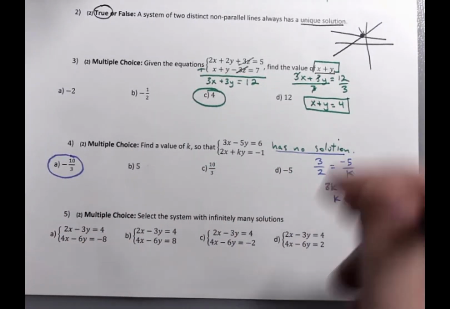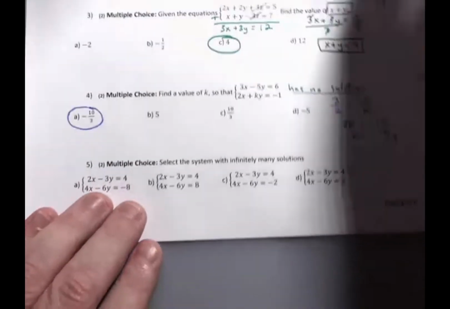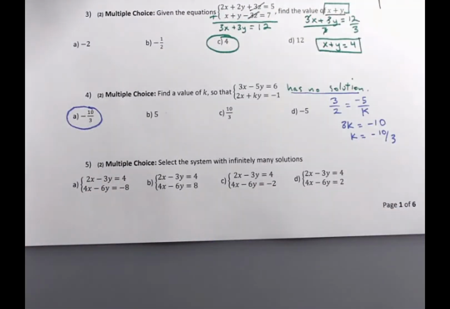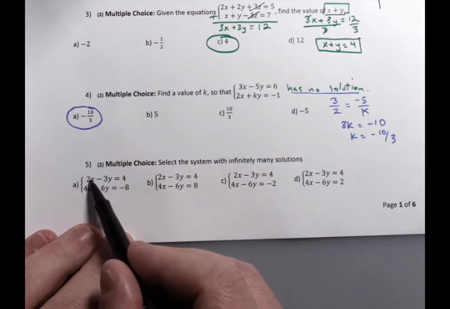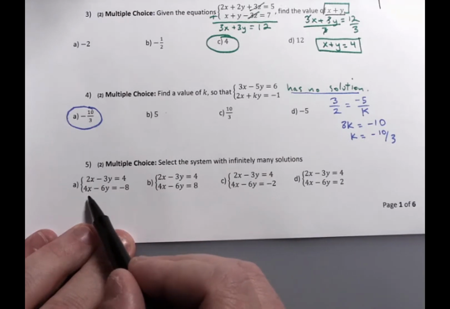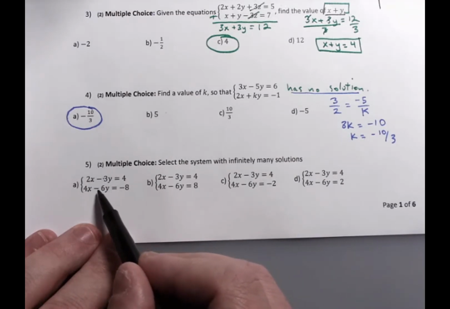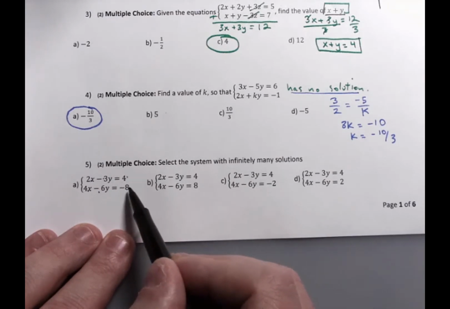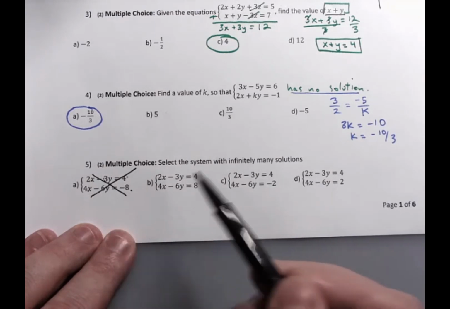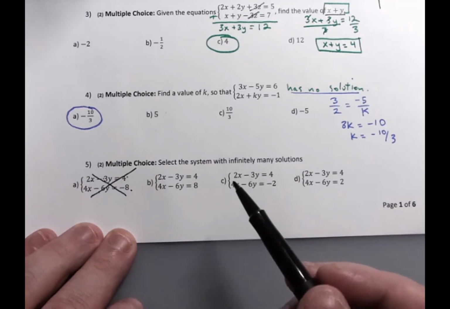And finally, the last question asks us to determine which of the following has infinitely many solutions. So we're looking for equations that represent in actuality the exact same line. So to do that, I'll see if one is a multiple of another one. Let's see. To get from 2 to 4, I'd multiply by 2. To get from negative 3 to negative 6, I would multiply by 2. To get from 4 to negative 8, I would not multiply by 2. I would multiply by negative 2.